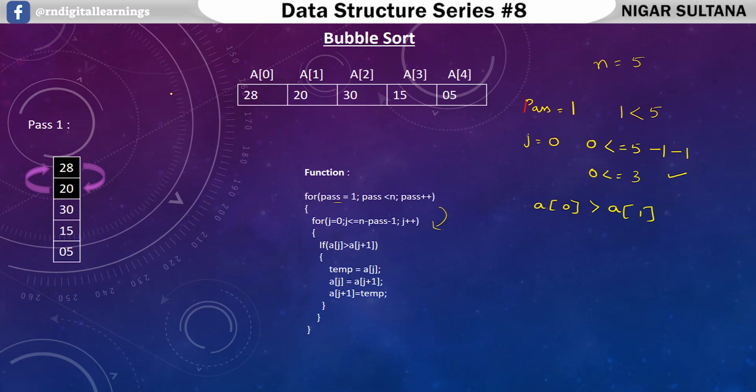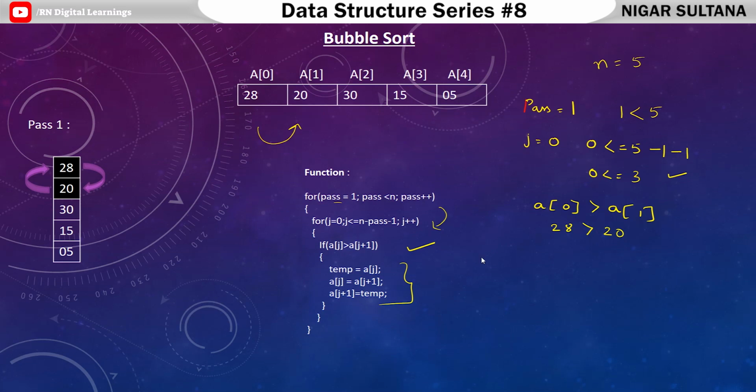I must compare these two elements, whether 28 is greater than 20. What is A of 0 holding? A of 0 is holding 28. Is 28 greater than A of 1, which is holding 20? If this if condition is true, then these are the statements of swapping.